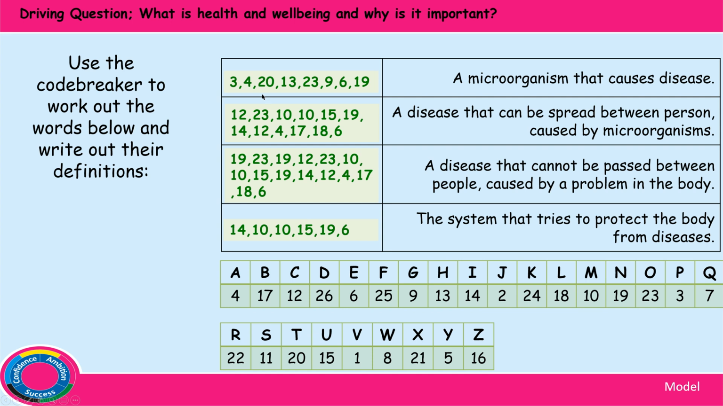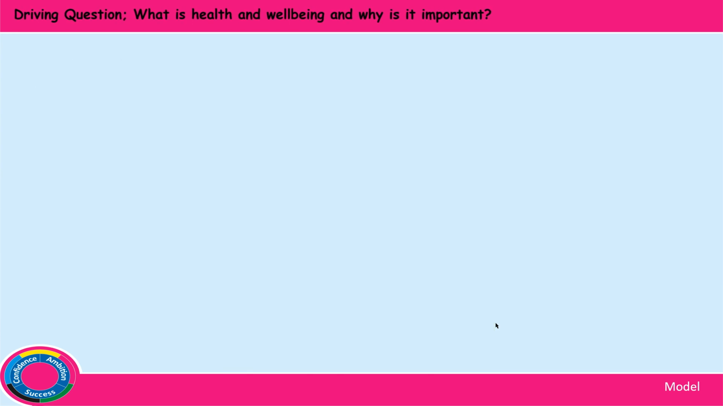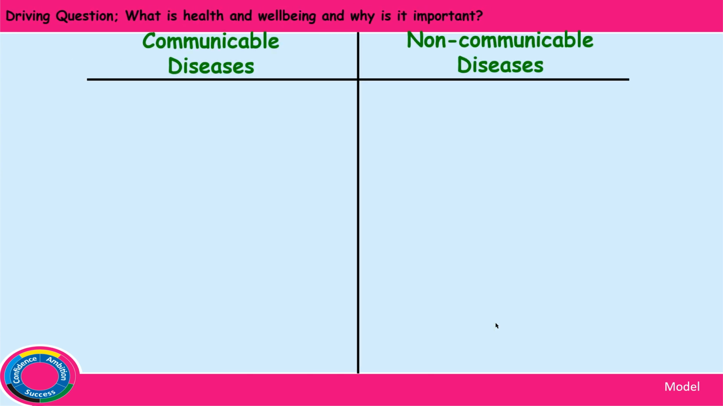Okay, did you get them right? First one is pathogen. Second one, communicable. Third one, non-communicable. And fourth one, immune. So we're going to do some more work on diseases later in the upcoming PowerPoints, but we're going to classify some ones that are communicable, ones that means you can pass on, and ones you can't pass on.